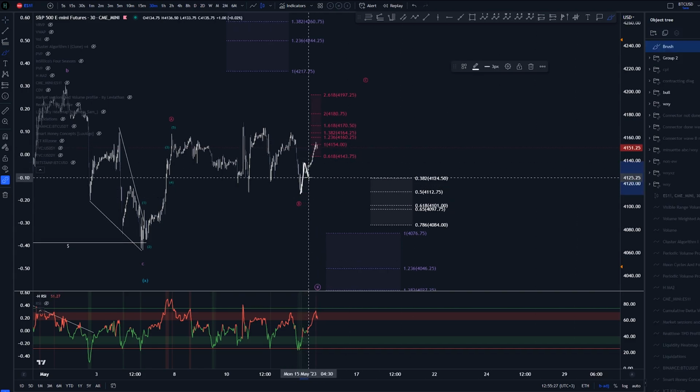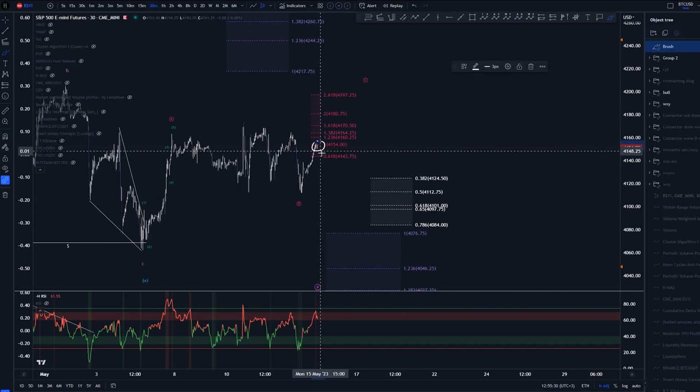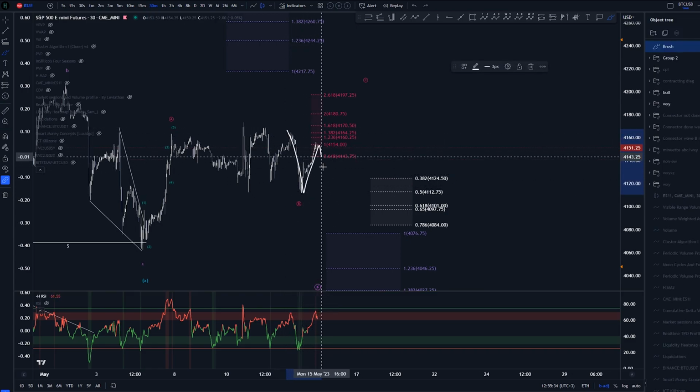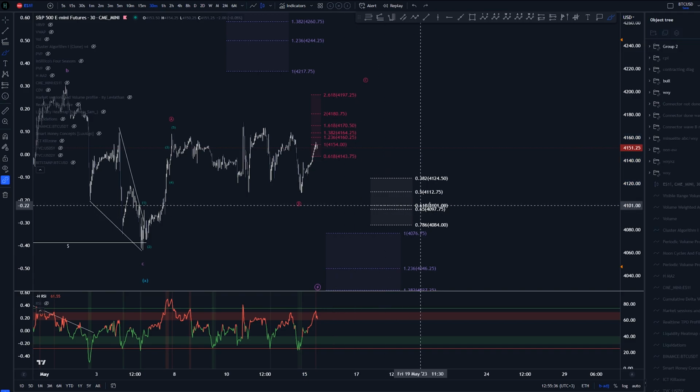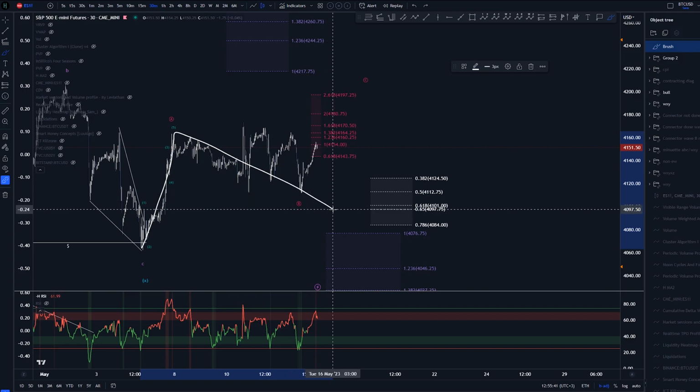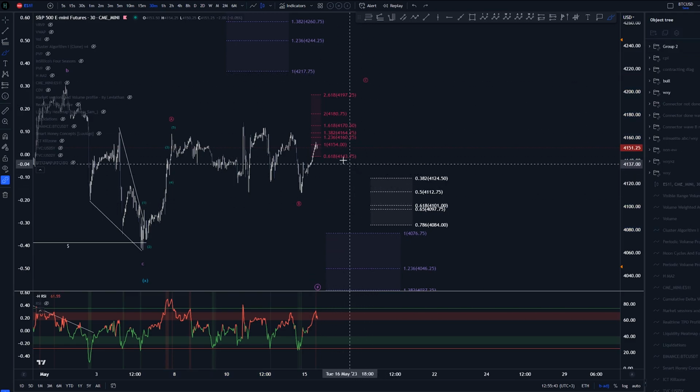We have received some kind of resistance here at the 1-to-1 extension of this move, so there is of course a chance that we're going to be creating a structure to something like this, where we could be targeting the 0.618 retracement of this original move here before we are turning into that wave C.